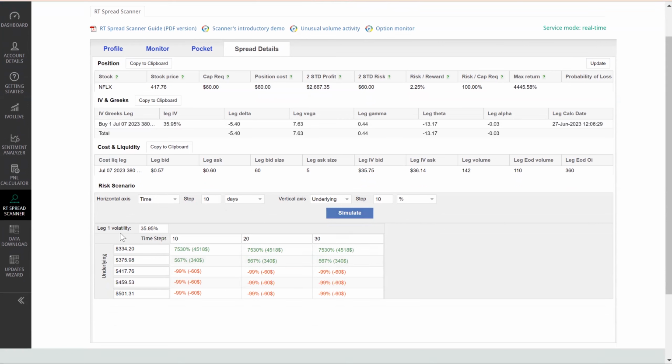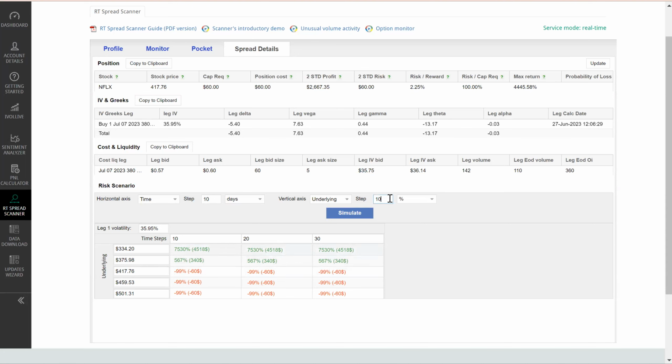In this case, here's what I mean. This is a very handy mini P&L calculator, right? It doesn't have all the bells and whistles of the P&L calc, but just by clicking simulate, I know, over 10, 20, or 30 days, and with Netflix going to these specific prices, what this trade would look like from a P&L calc. So I know to start making money, I need this thing to drop to 375.98. That's where it starts becoming profitable.